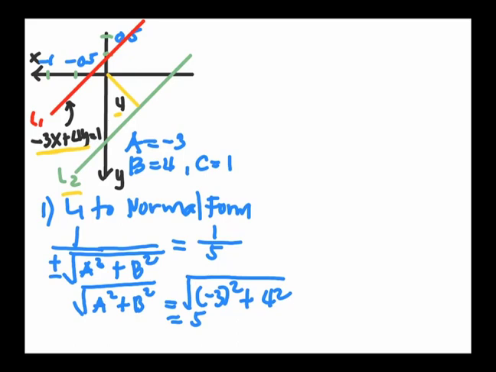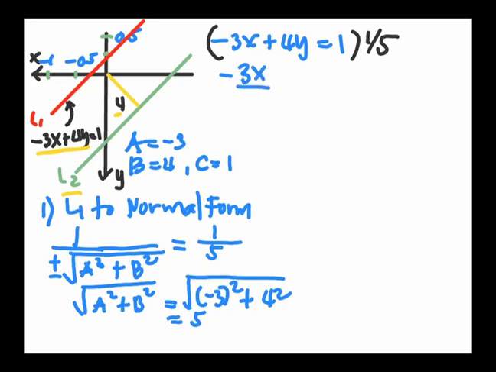Okay, so may I copy the original equation here, negative 3x plus 4y equals 1. So multiplying the entire equation by 1/5, this now becomes negative 3x over 5 plus 4y over 5 is equal to 1/5. This is now the equation of L1 in normal form.